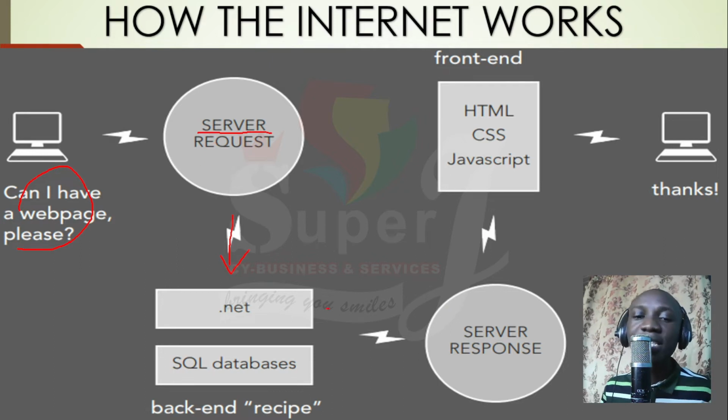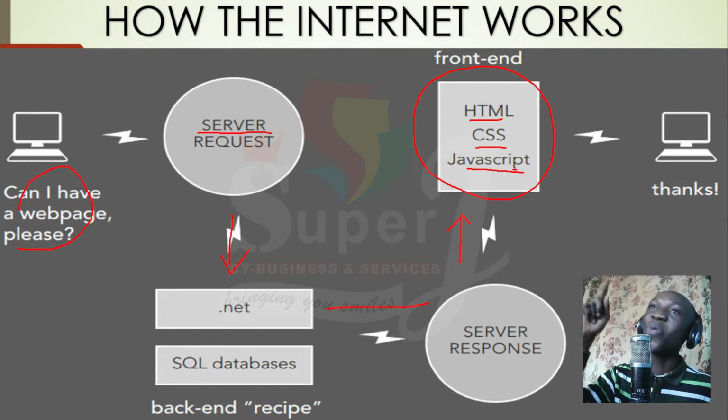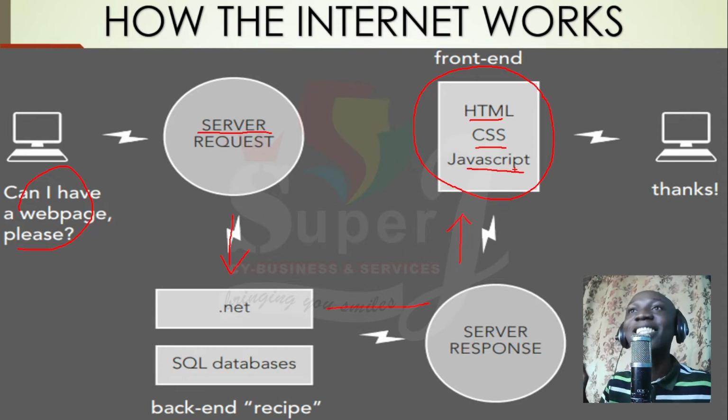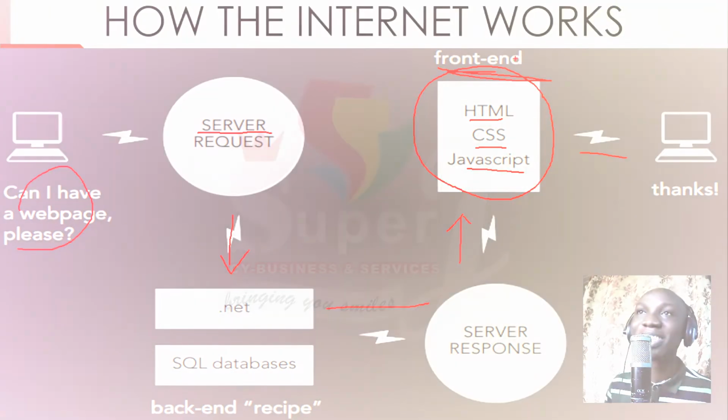Then this server brings you the front end of the URL or the website that you are searching for. That website is made up of three basic languages: HTML, CSS, and JavaScript. These three are what we are going to be looking at in this class. At the end of the training, you will be able to build a front end, and I'll take you through it. That is all about how the internet works.